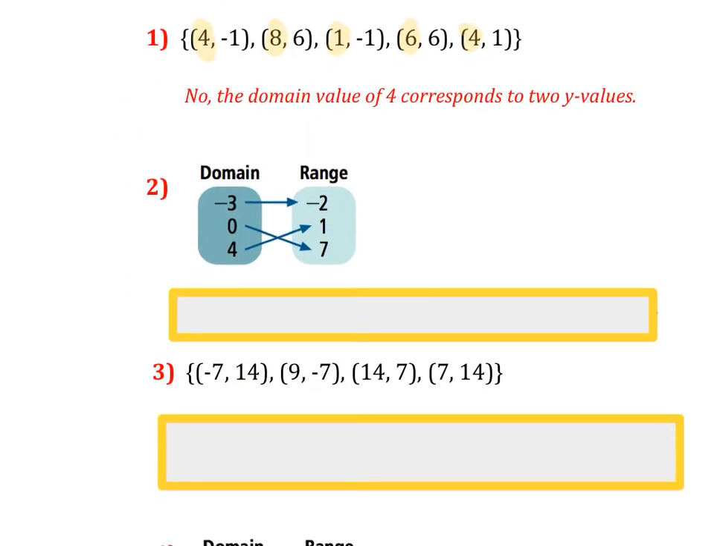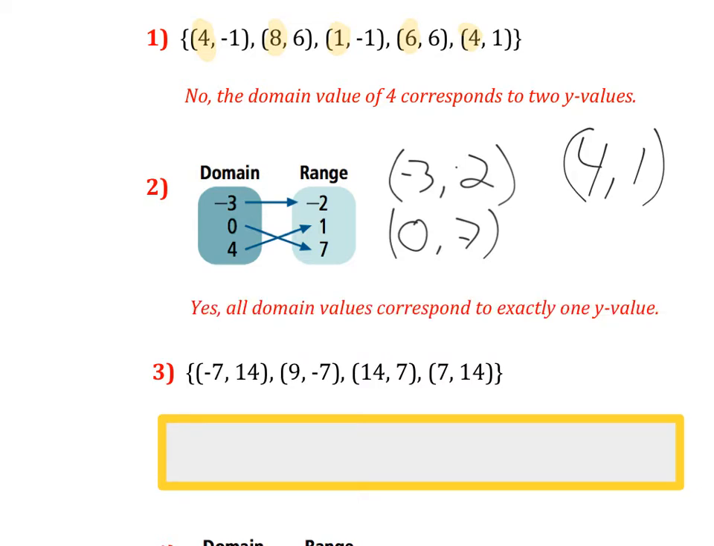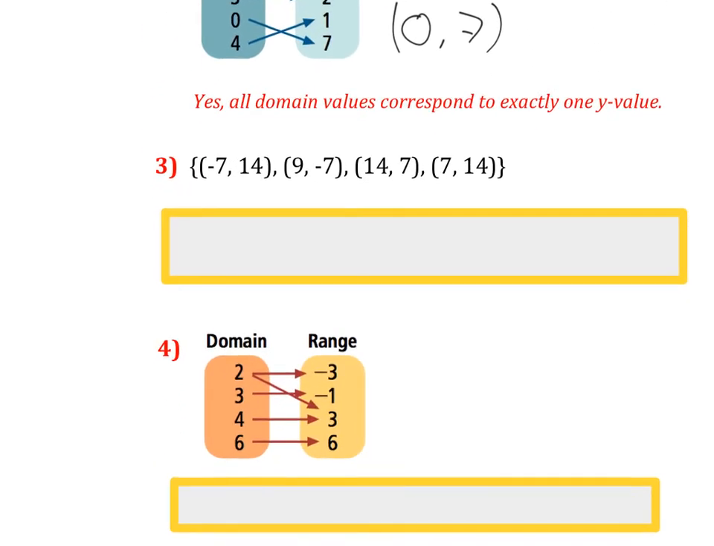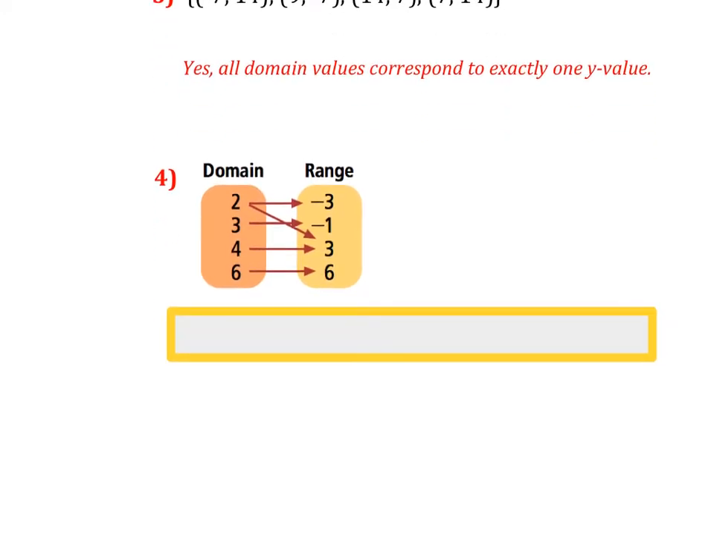This second one here, if I were to think of this as ordered pairs, we'd have -3, -2, 0, 7, and then 4, 1. I'm not seeing anything repeat there, so I'd say we're good. That could be a function since there's no repeated x values. Next example, I'm looking at the x's, not seeing anything repeat, therefore it is a function.